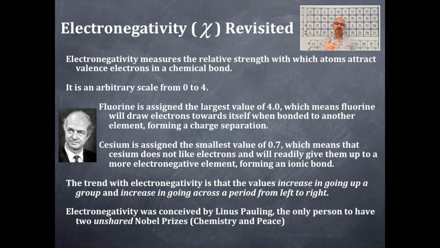Okay? Electronegativity was conceived by Linus Pauling. That's why it's the Pauling scale of electronegativities. He's the only person to have received 2 unshared Nobel Prizes. One in chemistry, one in peace. Unshared, like unshared electrons. Huh, pretty cool.